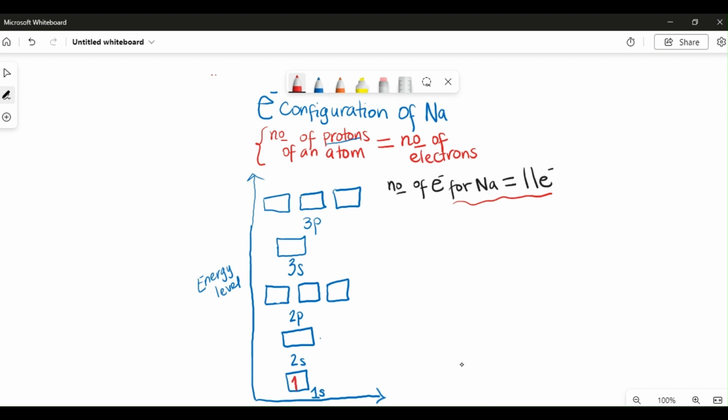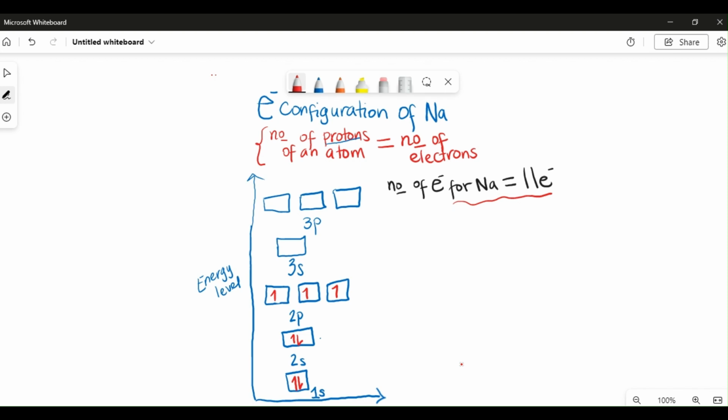We have 1, as in 1 electron, so we have 10 left, then 2, then we have 3, we have 4, we have 5, 6, 7. Now we filled 7 of the electrons, we have 4 more. But before we go ahead to do that, I need to let you guys know this.